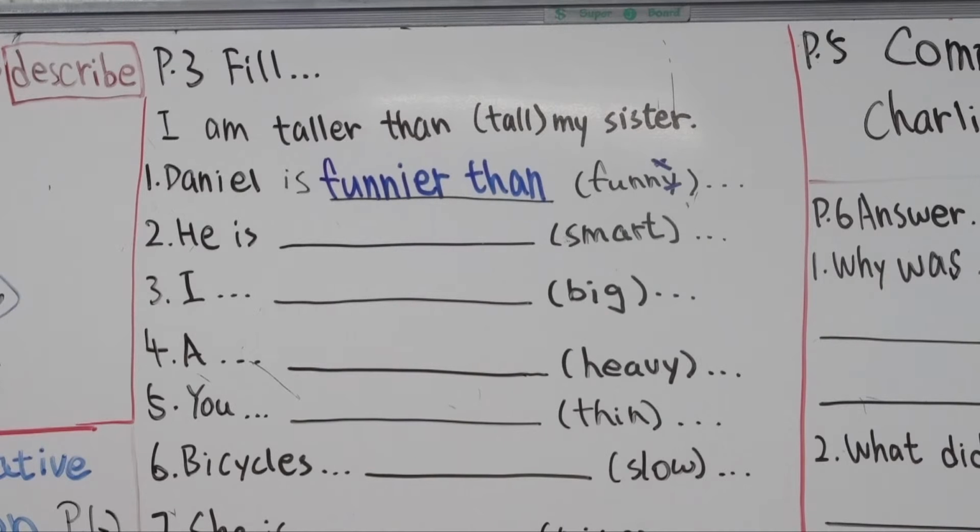Number 3, he is space, alright, bracket smart, and then his brother. So how do we change this adjective smart? Smart becomes smarter, right? Yes. Two things. Which two things are they comparing? They're comparing two things, of course, right? He and his brother. So, smarter than, right?